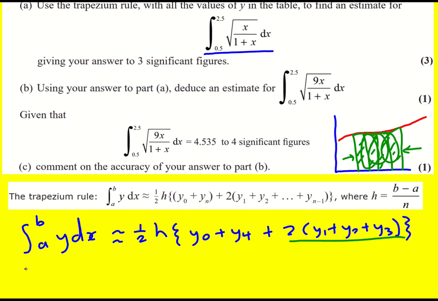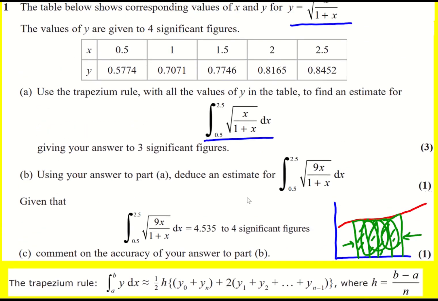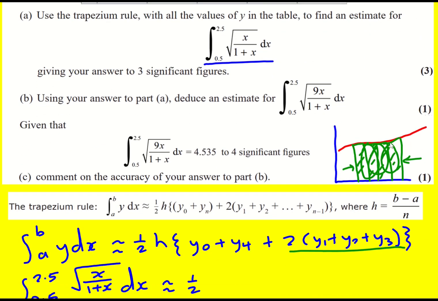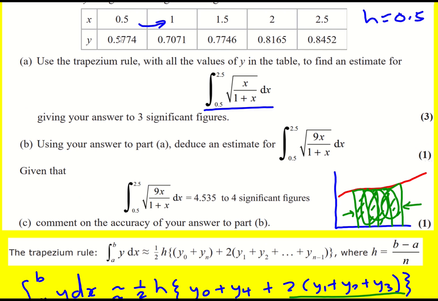So therefore, for us, the integral from 0.5 to 2.5 of root x over 1 plus x is going to be approximately a half. For us, the height is actually 0.5 because that's what it's going up by every time. That is the width of our trapeziums. And then we're just going to substitute these values in. This is y0, this is y4, and everything in between.